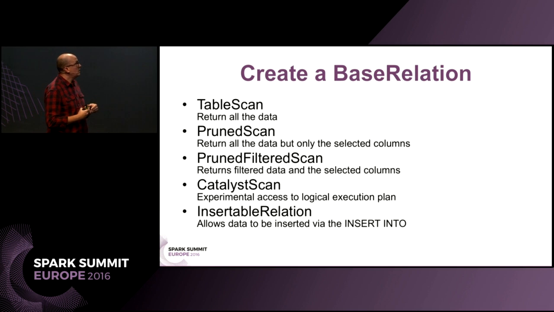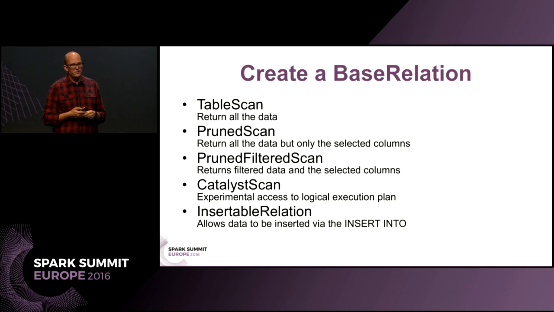And then finally, you have to provide your provider, which will give you a base relation, essentially. And there are multiple traits that you can do here. A table scan trait will return all your data, so this is similar to an RDD. The pruned scan trait will just select some columns, so you'll select the ID field, select the name field, and you can use that to transmit less data across the wire in your connector. And the filtered scan as well will allow you to filter out rows, so that will have a where clause, essentially. There is a catalyst scan as well, and that's experimental.